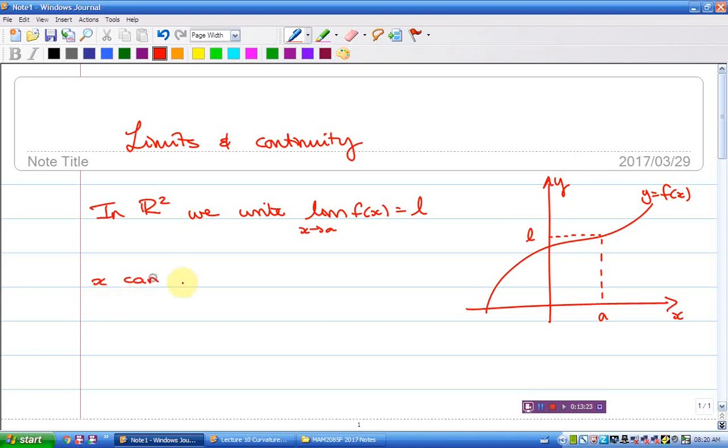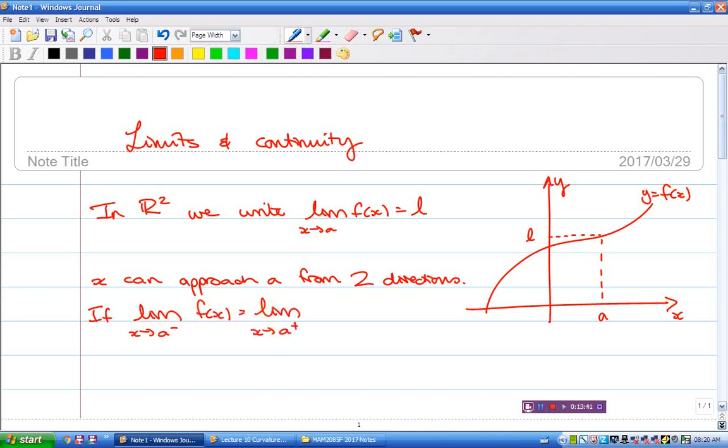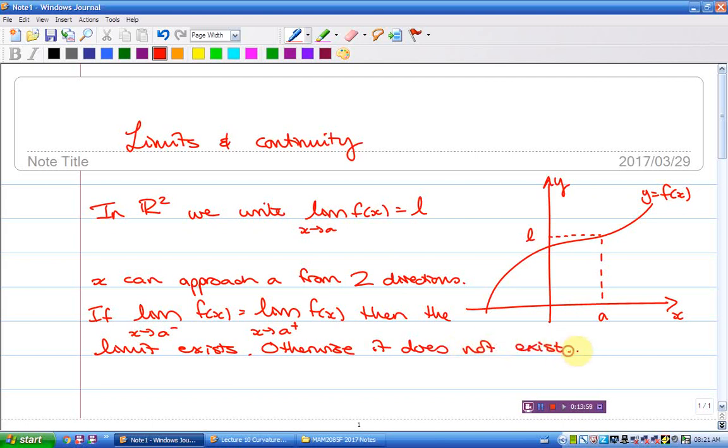X can approach a from two directions. If the limit as x approaches a from below is equal to the limit as x approaches a from above, then we say the limit exists. Otherwise, it does not exist. Okay.